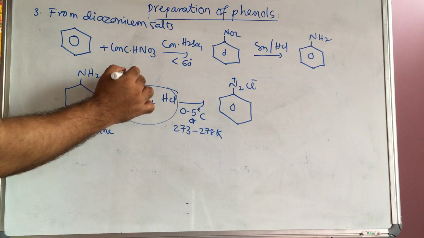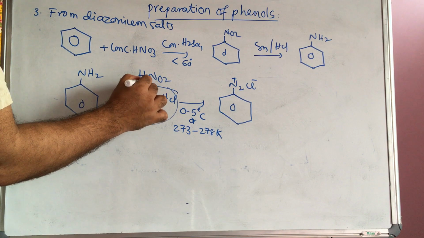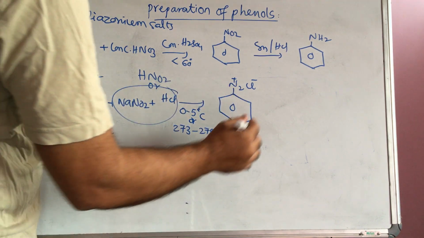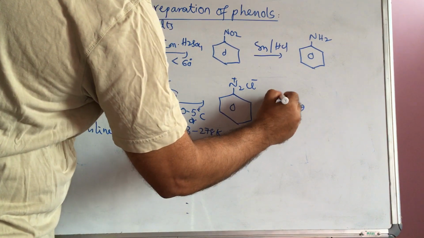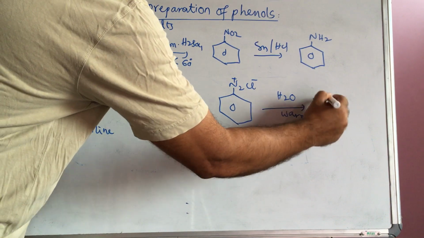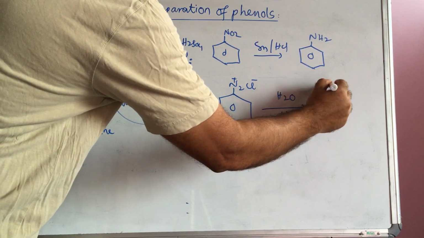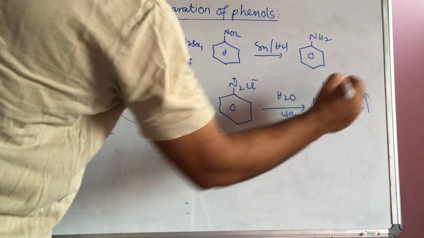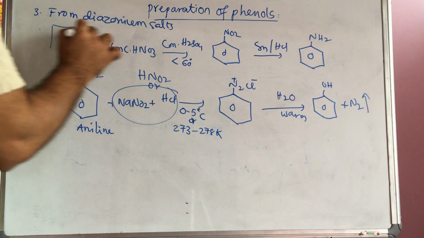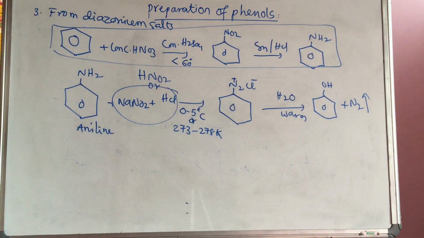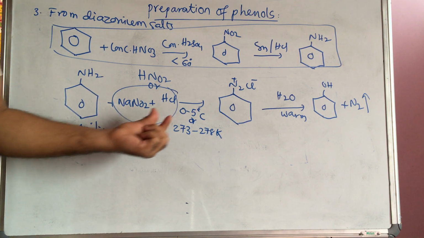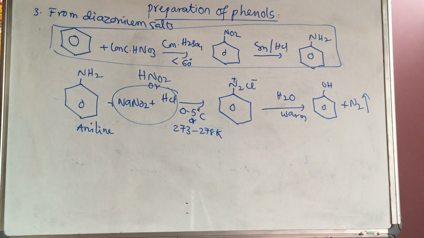Instead of this, sometimes they may give HNO2 also. Anyone may be given in the examination; you have to remember it gives the diazonium chloride. This diazonium chloride, just heated or warmed with water, gives phenol, and N2 will be liberated. So these are phenol preparations. This is just for understanding purposes. This is not there in our textbook. So this goes from aniline to diazonium chloride to phenol.